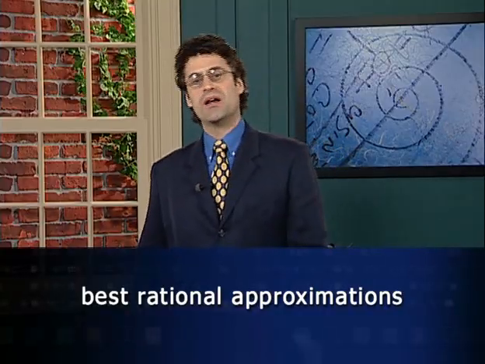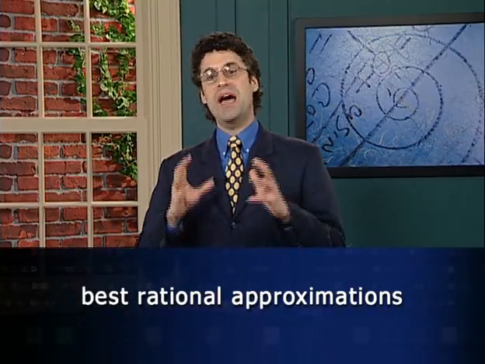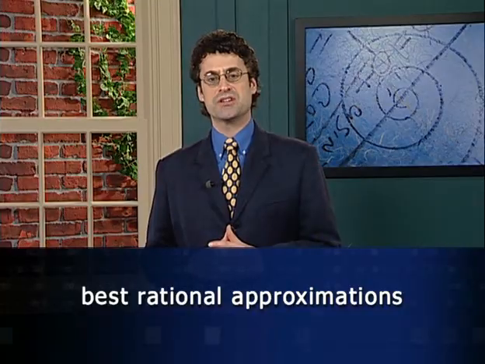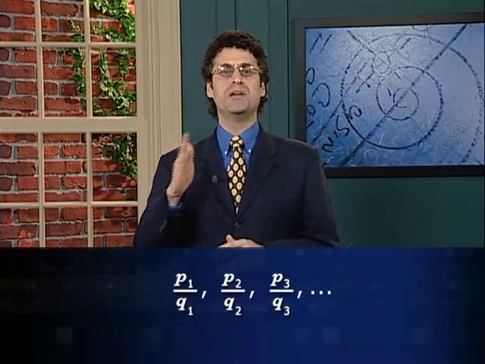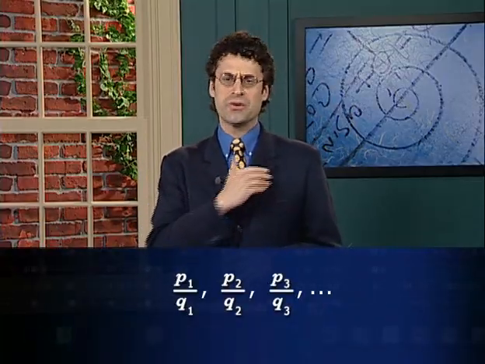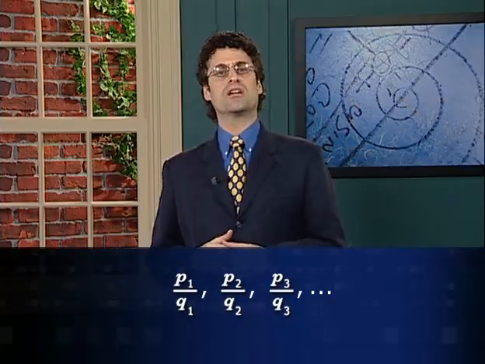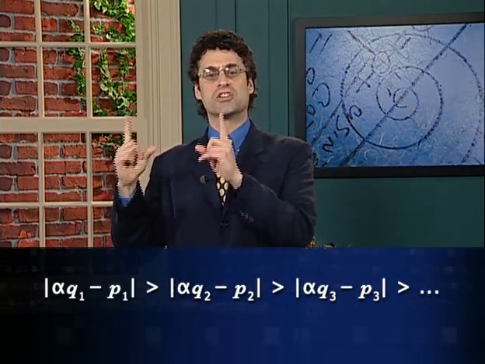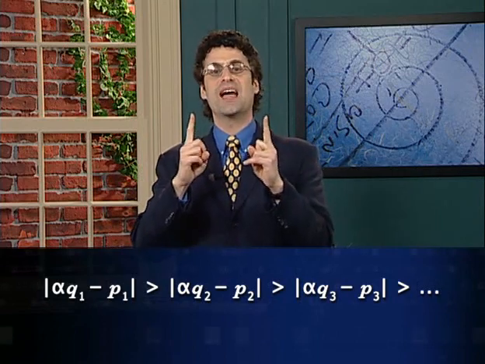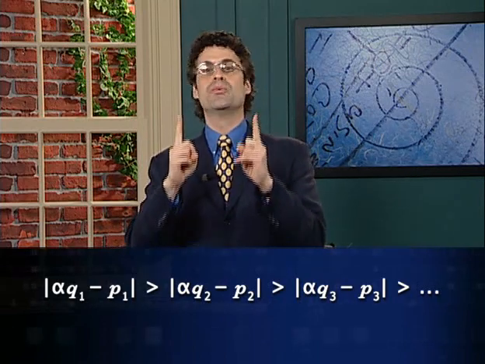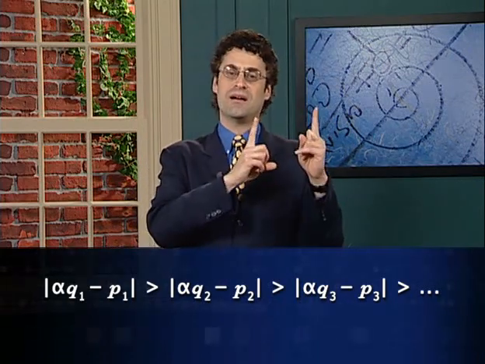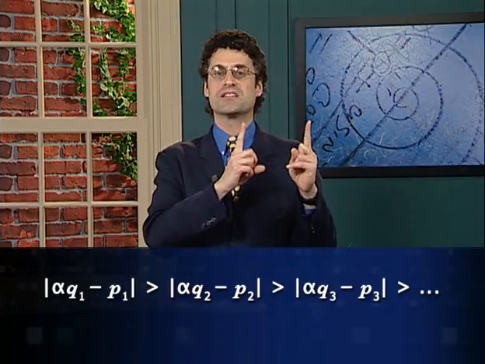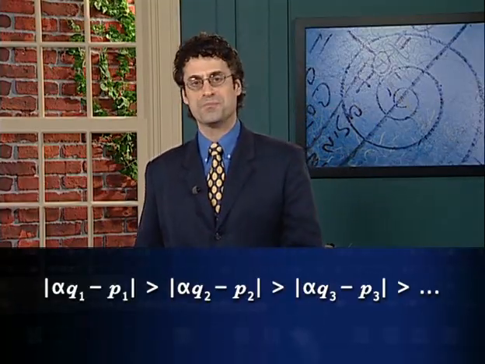Given an irrational number alpha, we define the best rational approximations to alpha to be the complete list of rational numbers P1 over Q1, P2 over Q2, P3 over Q3, and so on, that satisfy that inequality we just saw. The absolute value of alpha Q1 minus P1 is larger than the absolute value of alpha Q2 minus P2, which in turn is greater than the absolute value of alpha Q3 minus P3, and so on.